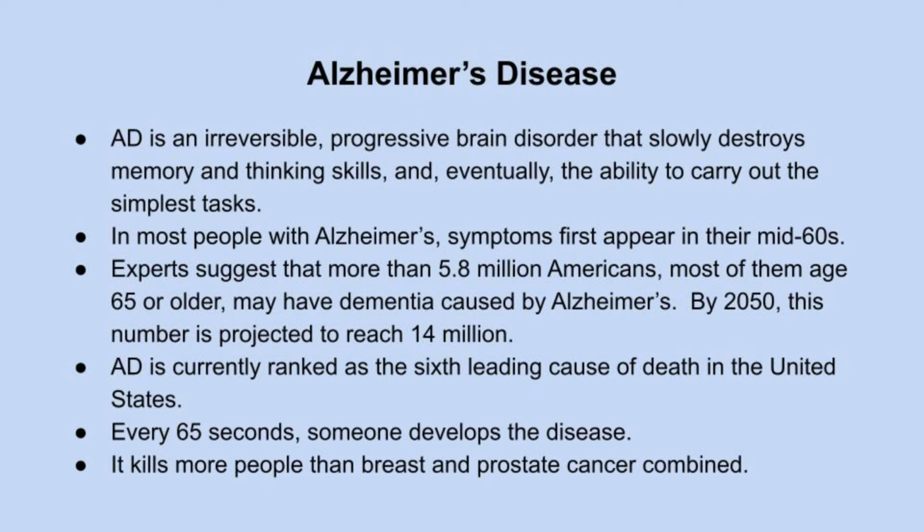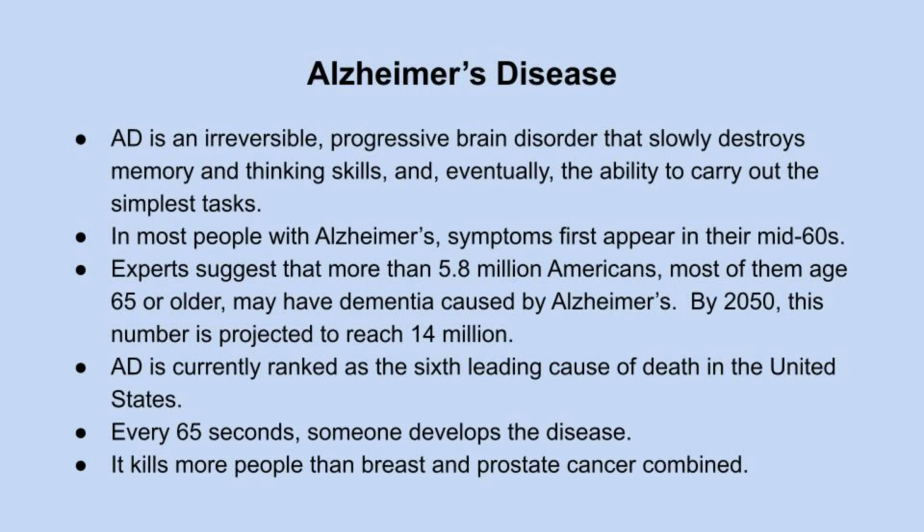Unfortunately, Alzheimer's disease is an irreversible, progressive brain disorder that slowly destroys memory and thinking skills, and eventually the ability to carry out the simplest task. In most people with Alzheimer's, symptoms first appear in their mid-60s. Now, experts suggest that more than 5.8 million Americans, most of them 65 or older, may have dementia caused by Alzheimer's. By 2050, the number is projected to reach 14 million.